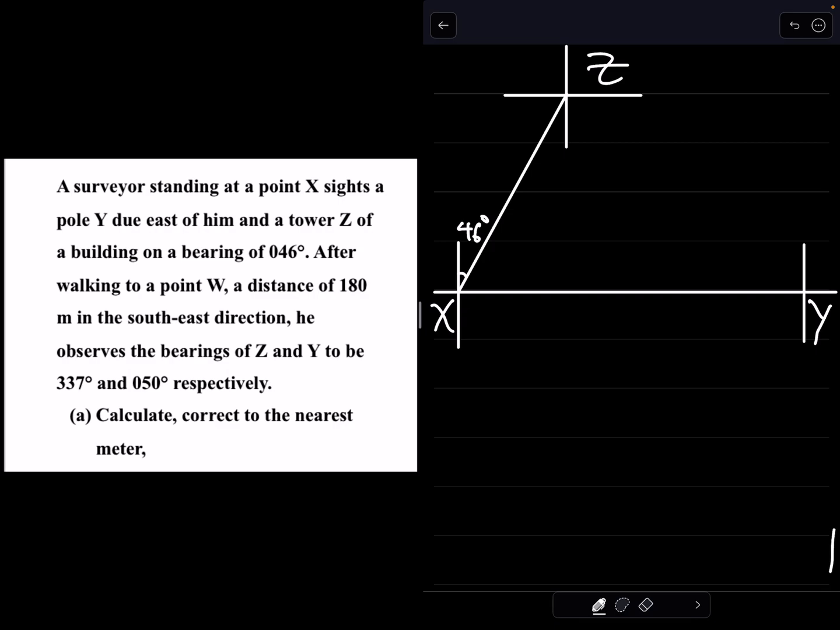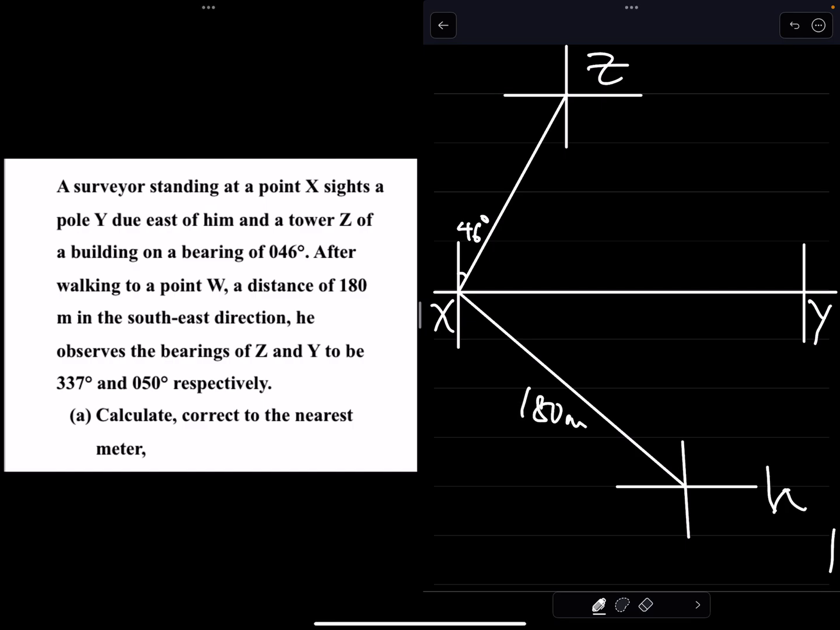Now, after walking to a point W, a distance of 180 meters in the southeast direction, let's show that southeast direction. Let this be the point W where you walked to, and that's a distance of 180 meters from X. Now, if W is in the southeast direction, that means this will be 45 degrees and this will also be 45 degrees.